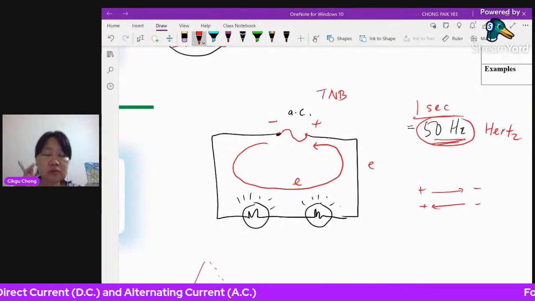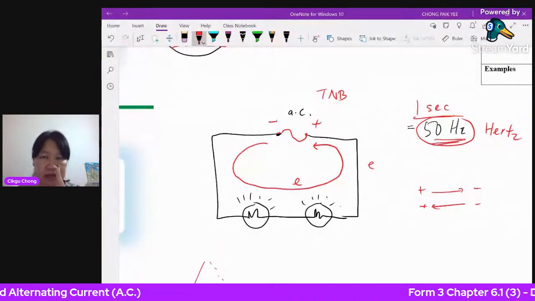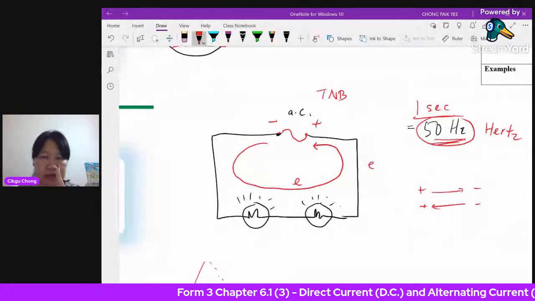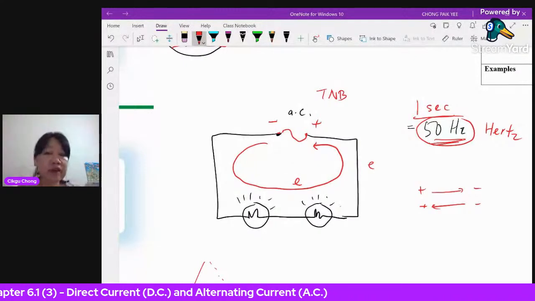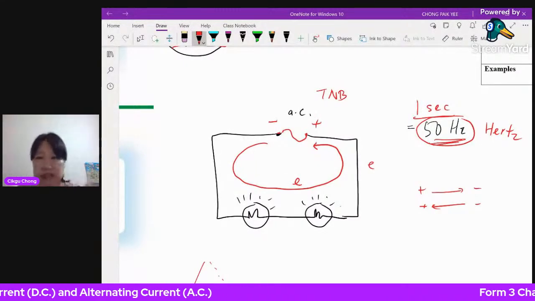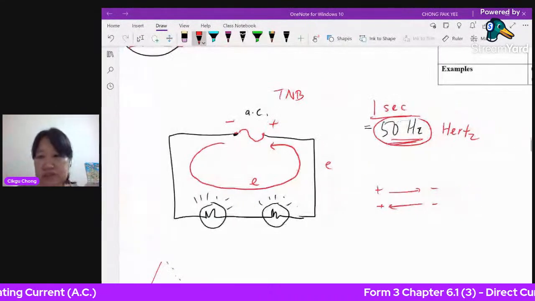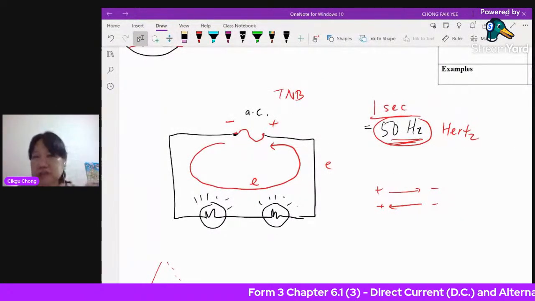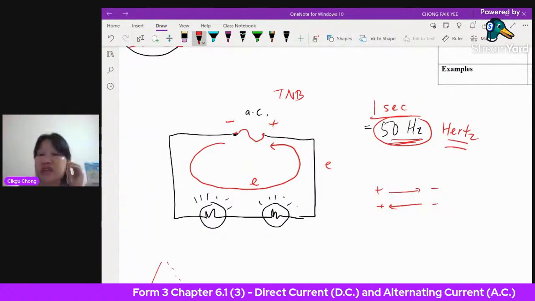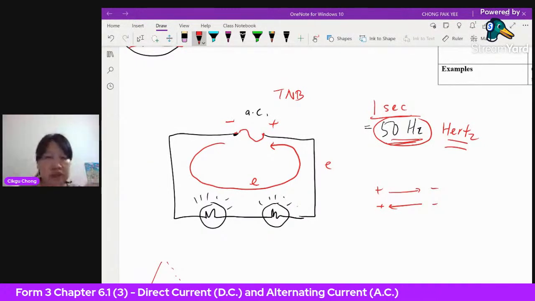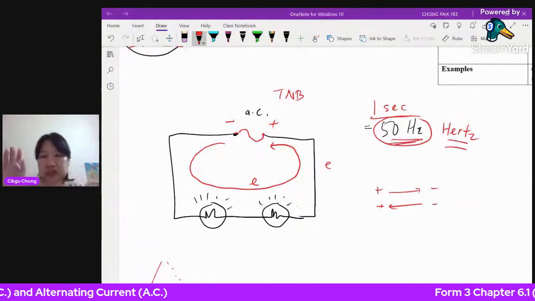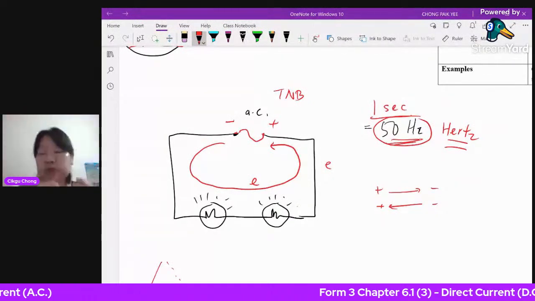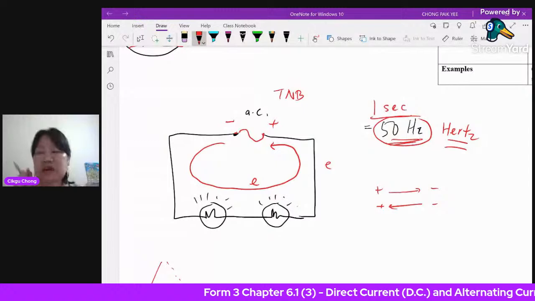So you can imagine, the moment you say "one", that is already 1 second. So in that 1 second, the direction has already changed 50 times. So it's actually very, very fast, right? That's why the frequency of our electricity here is 50 hertz. Hertz is the unit for vibration, for the changing of direction. So it's like oscillating, switching direction. So 50 hertz is the frequency of the current that comes to houses, which is AC.